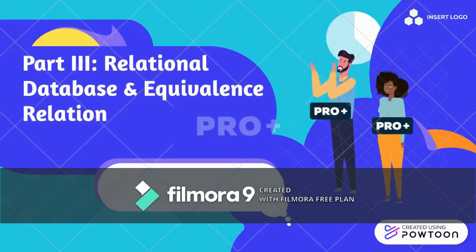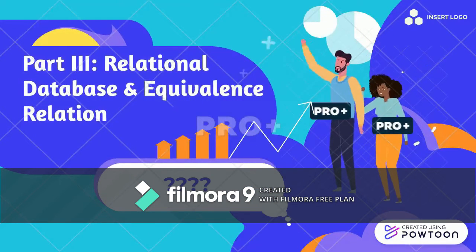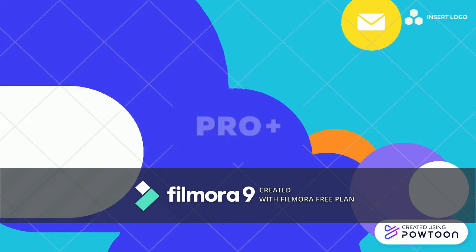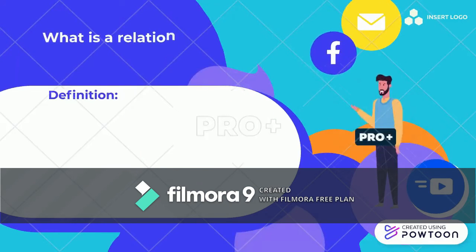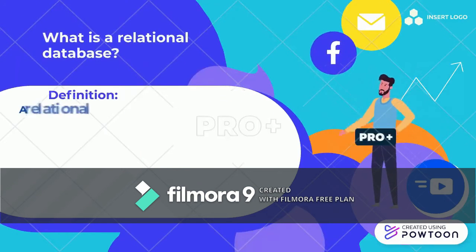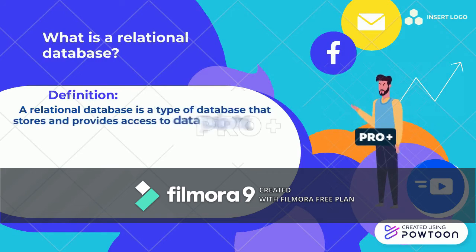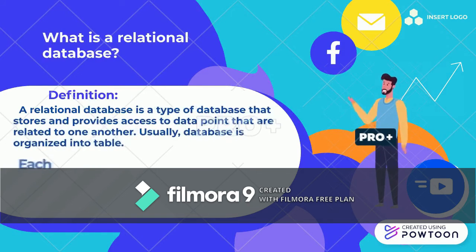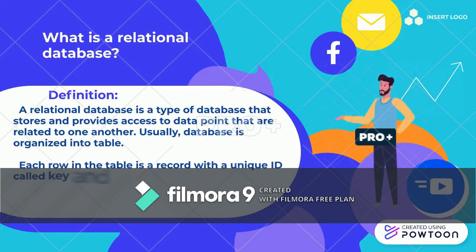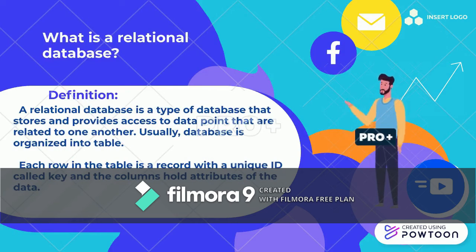Part 3. Relational database and equivalence relations. What is a relational database? A relational database is a type of database that stores and provides access to data points that are related to one another. Usually, the database is organized into a table. Each row in the table is a record with a unique ID called a key, and the columns hold attributes of the data.